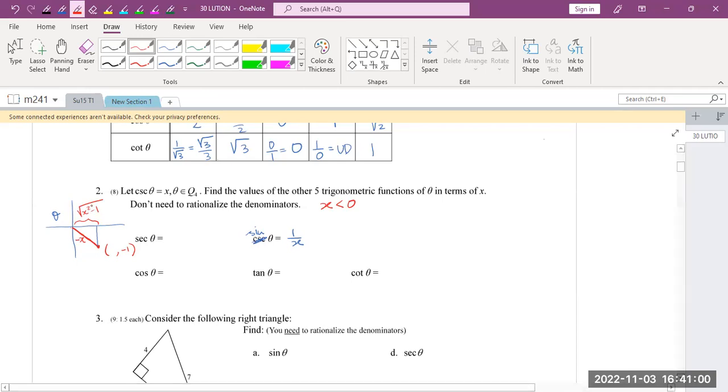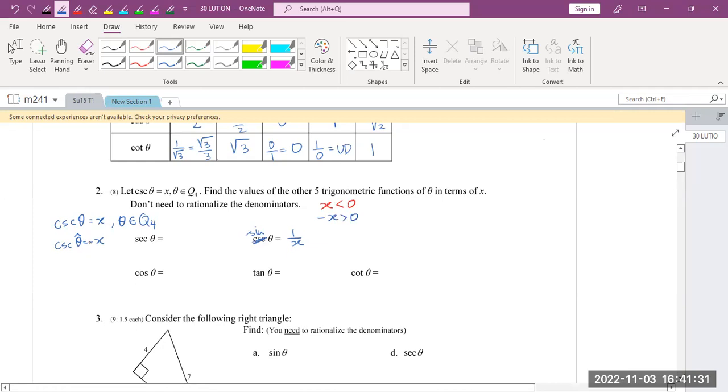Okay, maybe let's do it another way. Let's think this way. Cosecant theta equals x, but theta is in quadrant 4. So if we look at the reference angle, it should be negative x. Why? Because in quadrant 4, cosecant is negative, which means x is negative. Now, to make it positive, we need to use negative x, right?